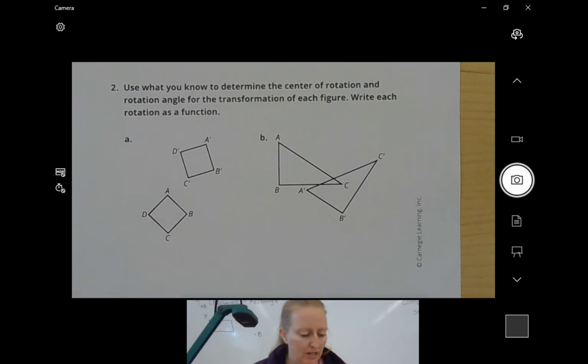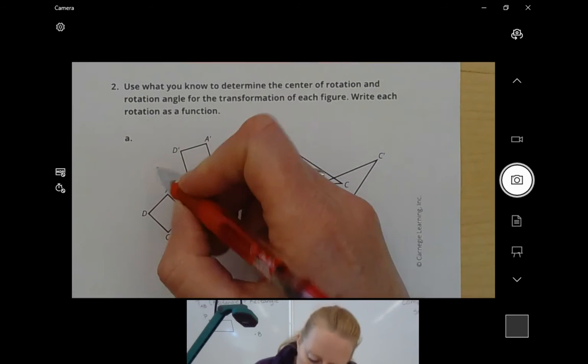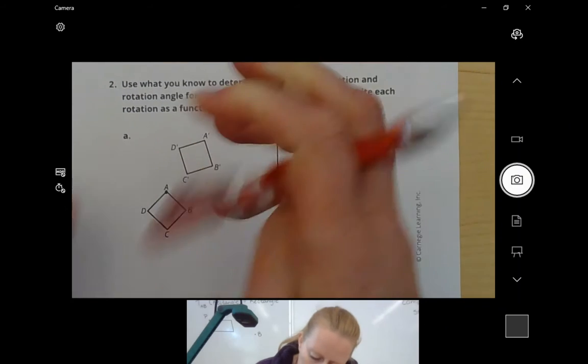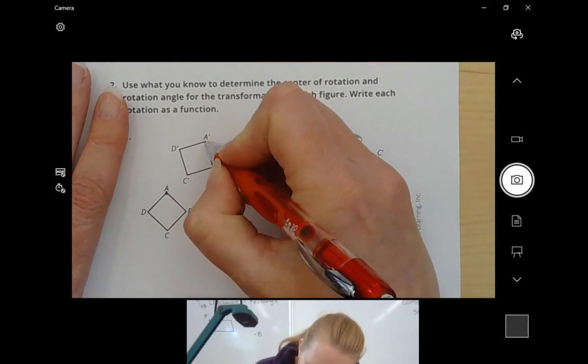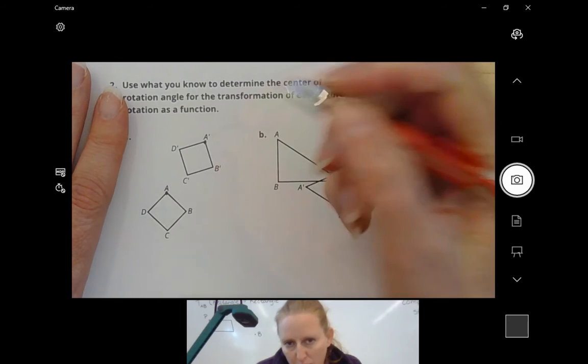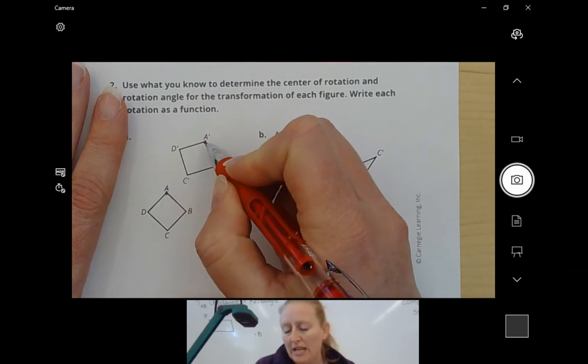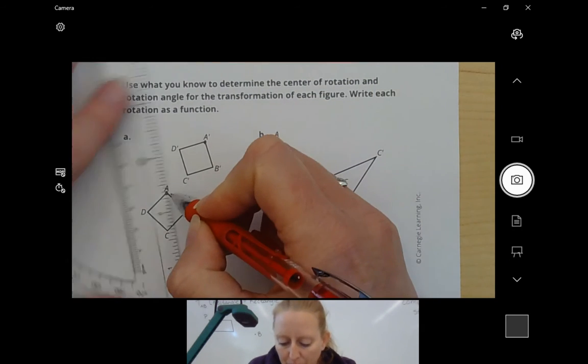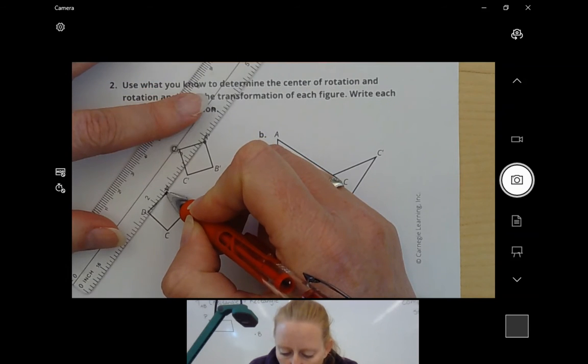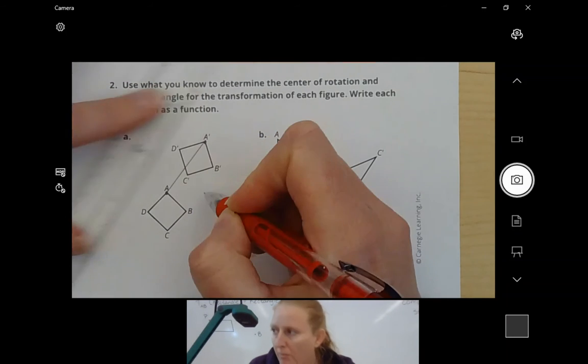So I'm going to use my straight edge. I'm going to start with A and A prime. I'm an alphabetical kind of gal. I'm going to connect these. So A to A prime. Boop, there it is.